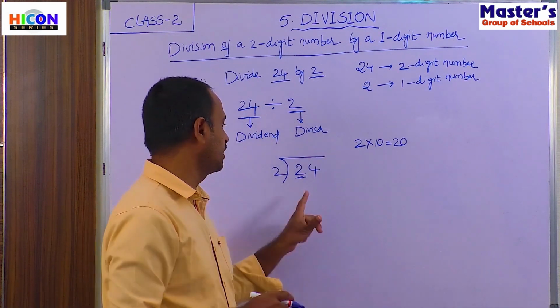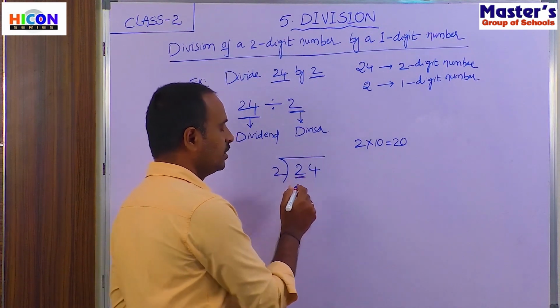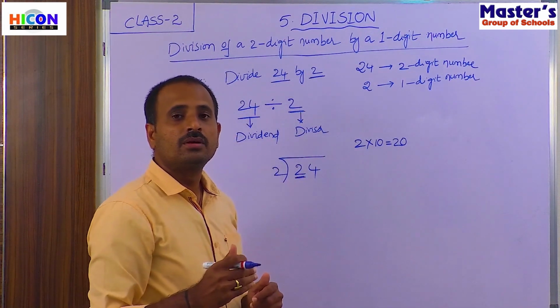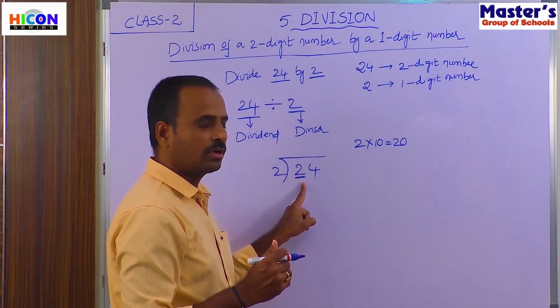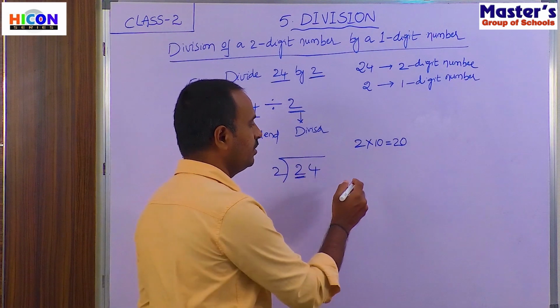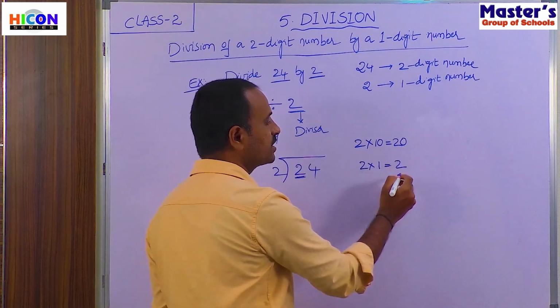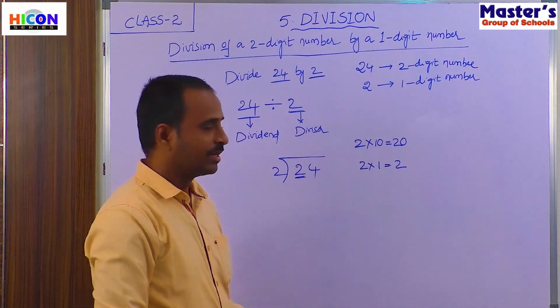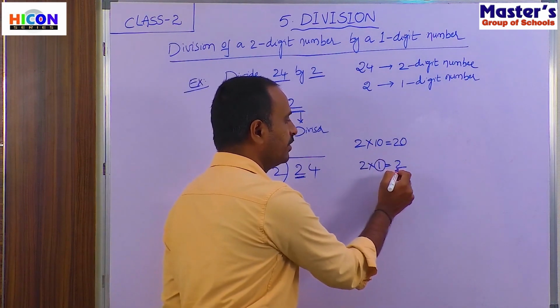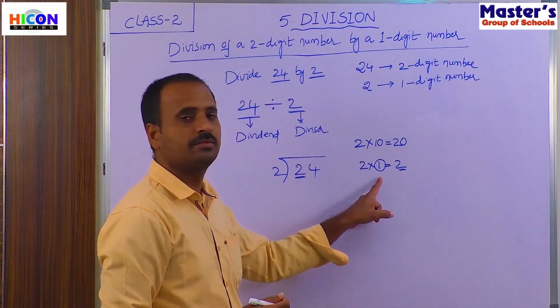What is the first digit here? 2. So now let us find when the number 2 comes in the second table. That is 2 ones are, how much, children? 2 ones are 2. Yes. If we take one time, we will get the number 2. How many times do we have to take? One time.